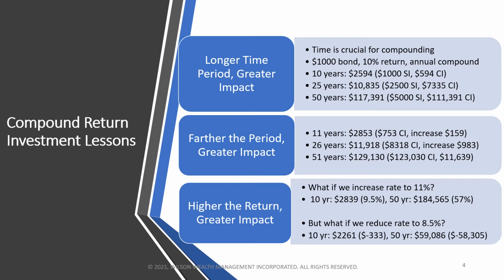If we look at 25 years out, the bond, and again, we're just assuming the bonds are trading at par and we're not having discounts or premiums, but the bond is trading at $10,835. Now we see the simple interest is $2,500, 25 years at 10%, but the compound interest has grown to $7,335. It's almost 3 times the size of the simple interest.